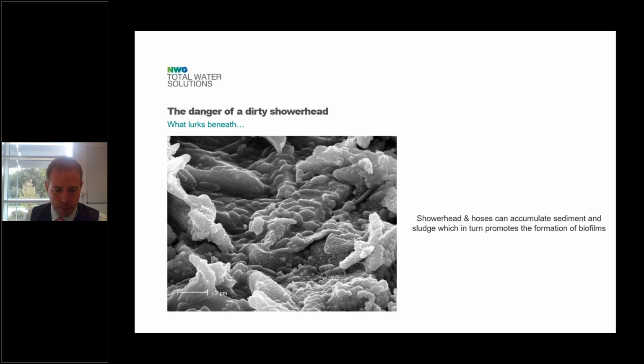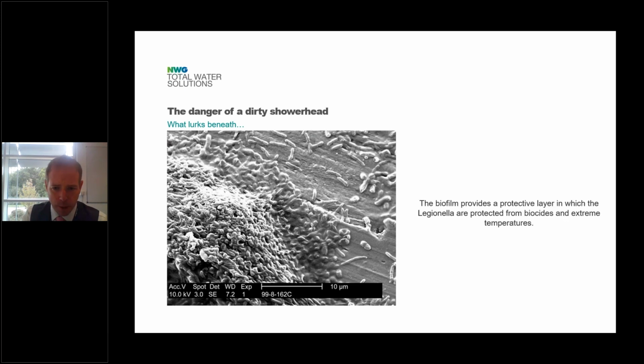If we ever did disinfect that without doing a full descale, you'd find that the disinfectant would just go over the top, and the bacteria underneath would be protected by the biofilm. So that's why it's important to make sure that you're descaling it as well as using a sanitizer to kill the bacteria off. It's a two-part process.